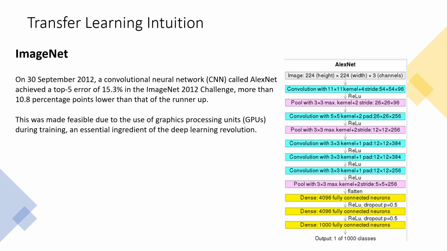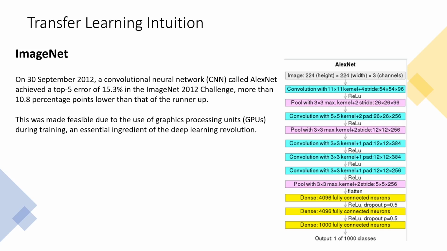In September 2012, a convolutional neural network called AlexNet achieved a top 5 error rate of 15% in the ImageNet challenge, more than 10 percentage points lower than that of the runner-up. So that's a milestone in image processing and in deep learning, basically. 2012, that is basically a milestone.